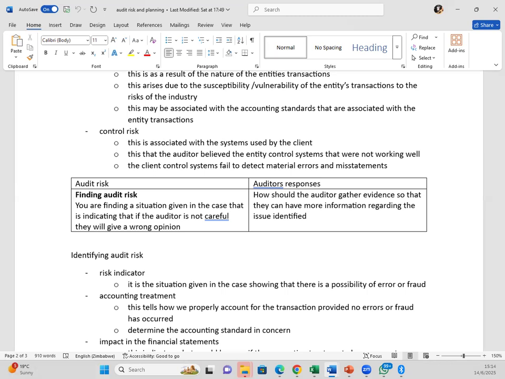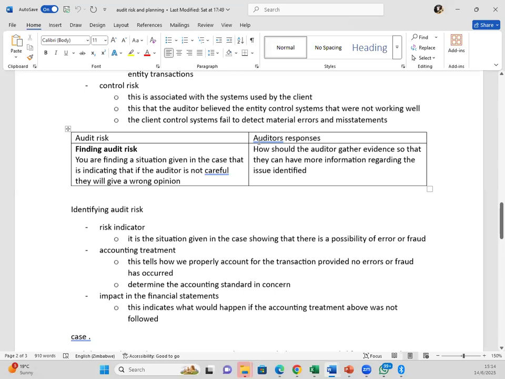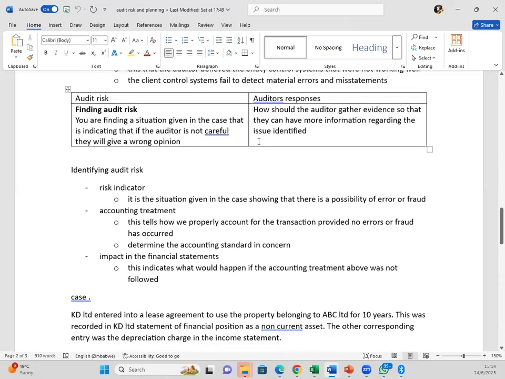So if the question says identify the audit risk, what steps are you going to take? Number one, we need a risk indicator. The next step is to tell us the accounting treatment. If the risk involves the accounting treatment, then we also need to know the impact in the financial statements. It's very important to tell us, if this area is a risk, what is its effect in the financial statements?